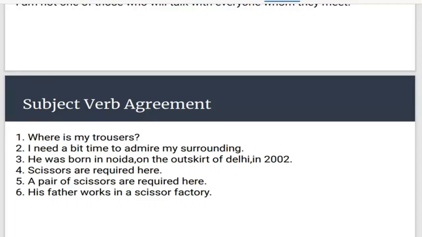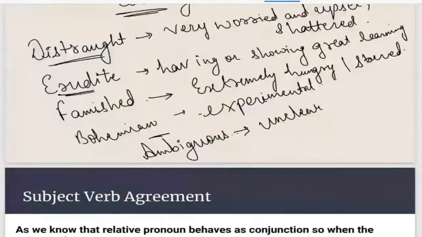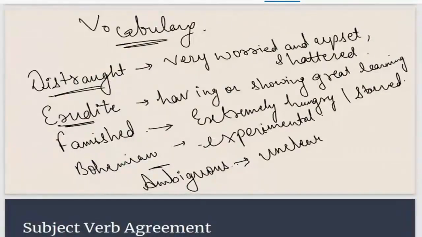Very good. Now tell me the meaning of the word bonhomie. Experimental. Very good. Meaning of the word distraught. Upset, shattered, worried. Very good. What do you mean by the word ambiguous? Not very clear. So I hope whatever we have done today is clear to all of you.